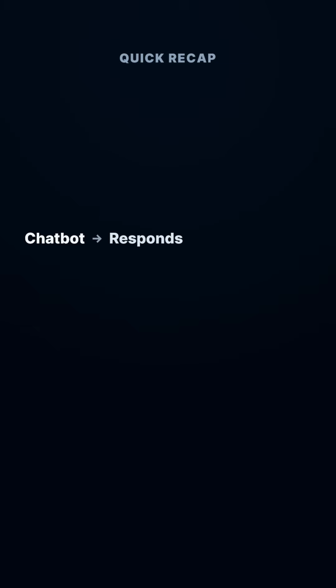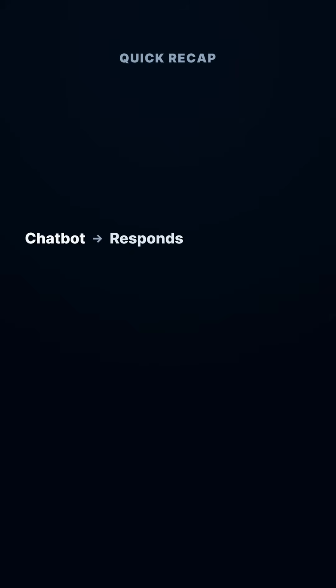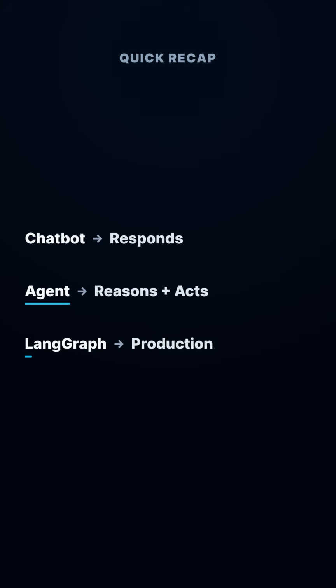Here's what I actually want you to remember. A chatbot only responds. An agent reasons and acts. The tools give it capabilities. The loop gives it persistence. And none of these requires magic. It's a loop you could write in 50 lines of Python.